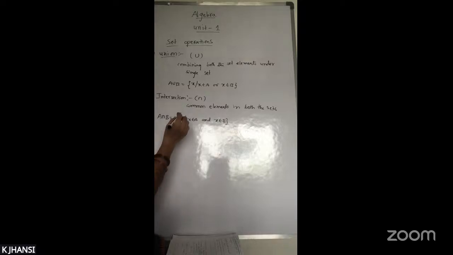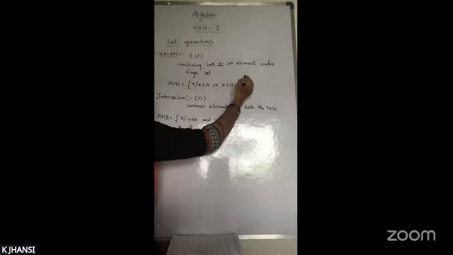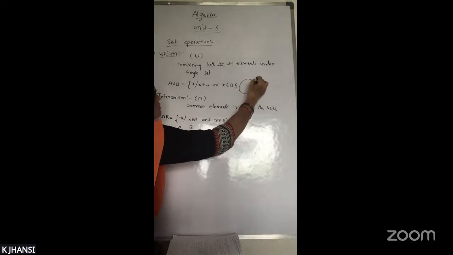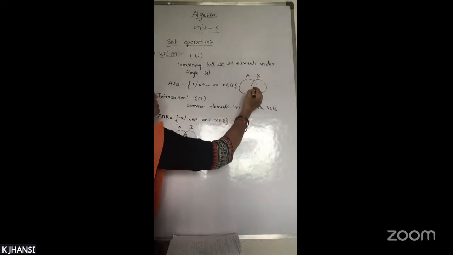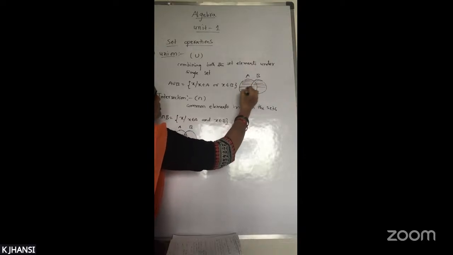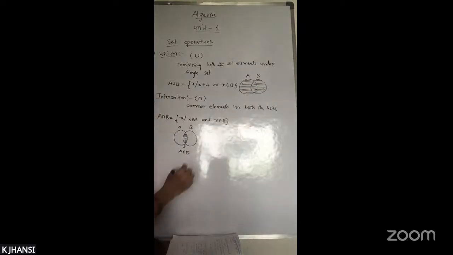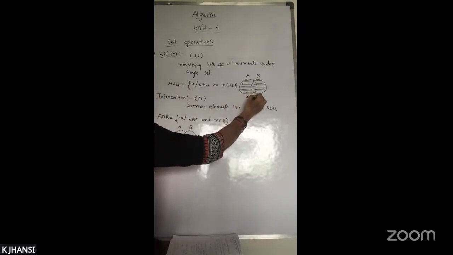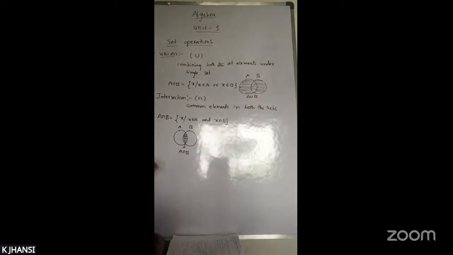If you see the Venn diagram, if set A is there and set B is there, whatever elements are common in A and B, we call this A intersection B. If it is union, the combination of all the elements is called A union B. So this is A intersection B.